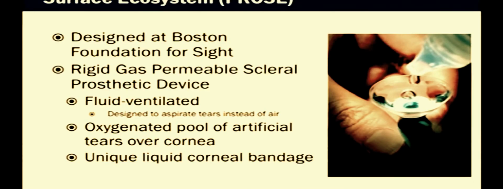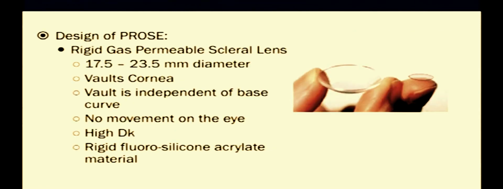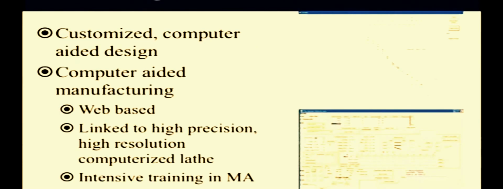So the PROS lens was developed at Boston Foundation for Sight. It's fluid ventilated. It has a unique liquid corneal bandage. It has diameters ranging from about over 17 to up to 23 millimeters, high Dk, and there are about 12 sites in the US that fit these lenses, and I believe 3 here in India that are able to make these lenses. And the lenses are highly customizable. There are many different free parameters. You use computer-aided design software.